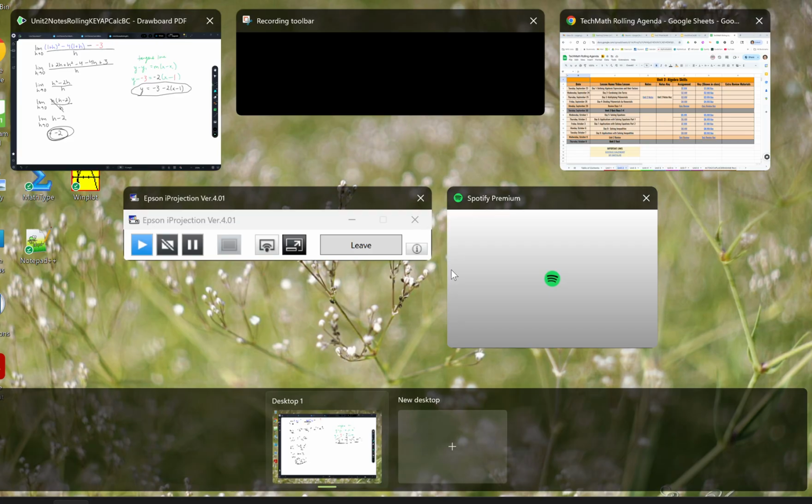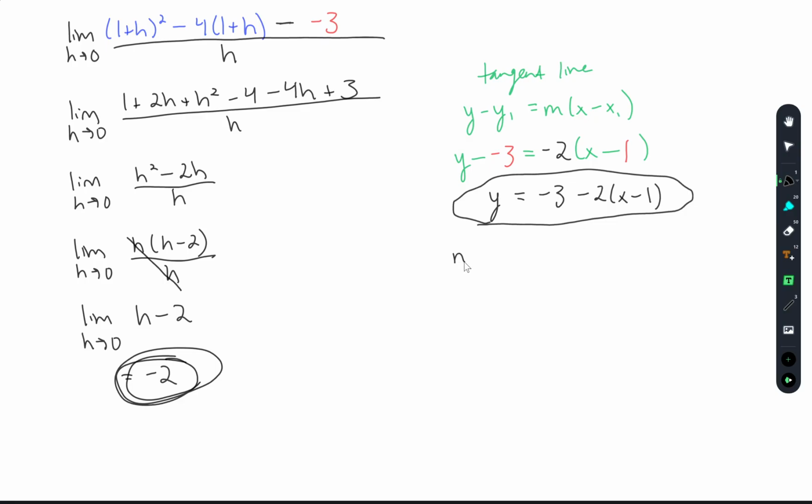The normal line, I'm not sure if they'll put this on here, but a normal line just means it's perpendicular at that point. So you just need to find the perpendicular slope, which is the opposite reciprocal. So that'd be positive 1/2. Then I just recopy the equation basically and plug in the 1/2 instead. So that would be normal.